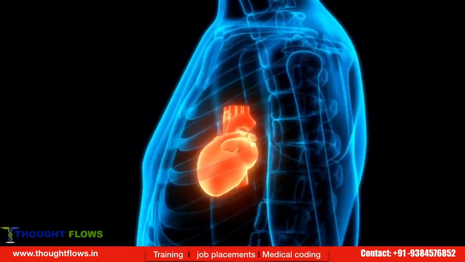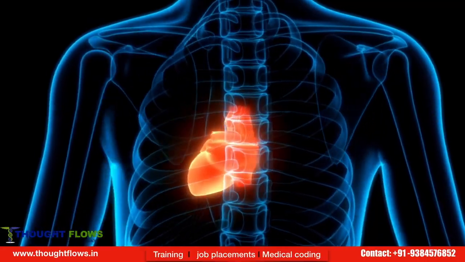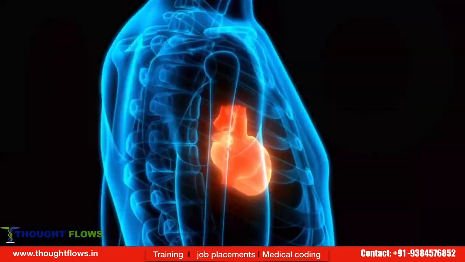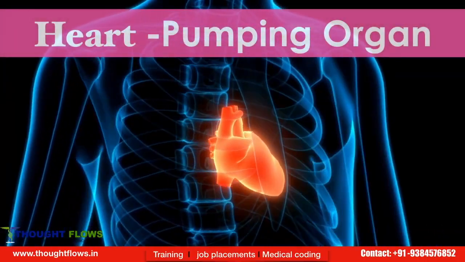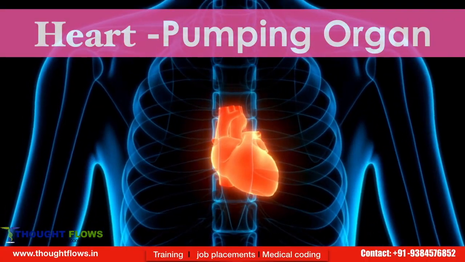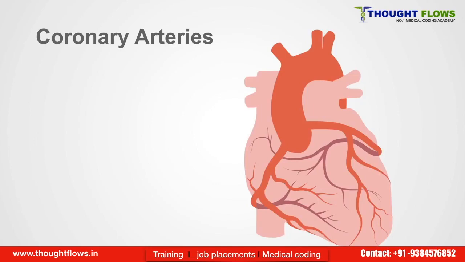Coming to the heart, which is a central pumping organ that pumps blood all over the body. In the language of medicine, we call the heart cardio or corona. As we know, the heart pumps blood to all the systems of the body, but the heart is also an organ that needs blood supply. The arteries that supply blood to the heart are called coronary arteries.